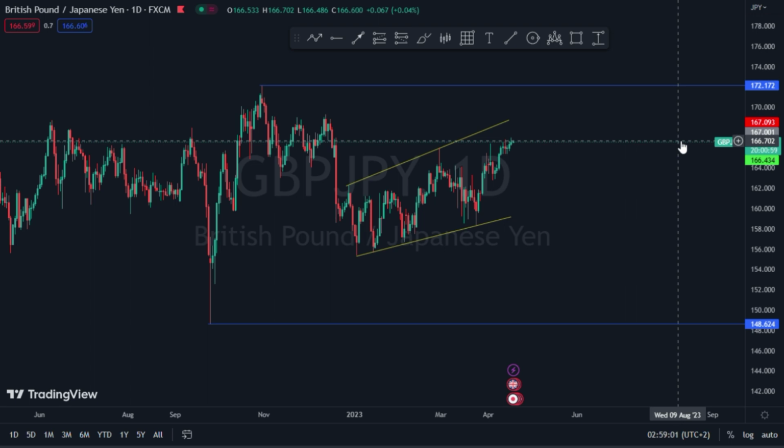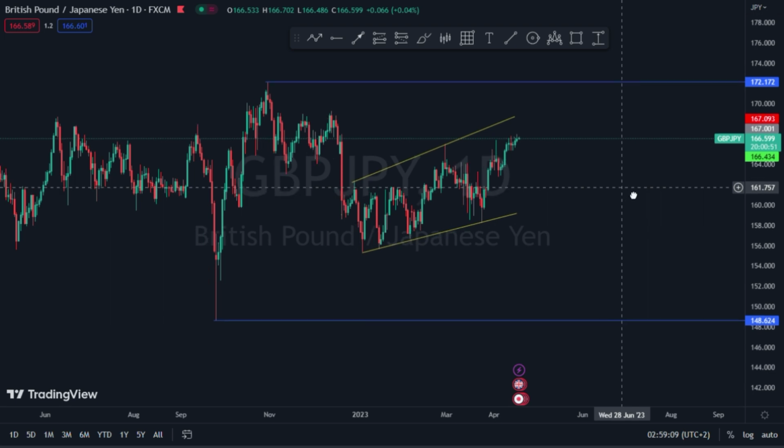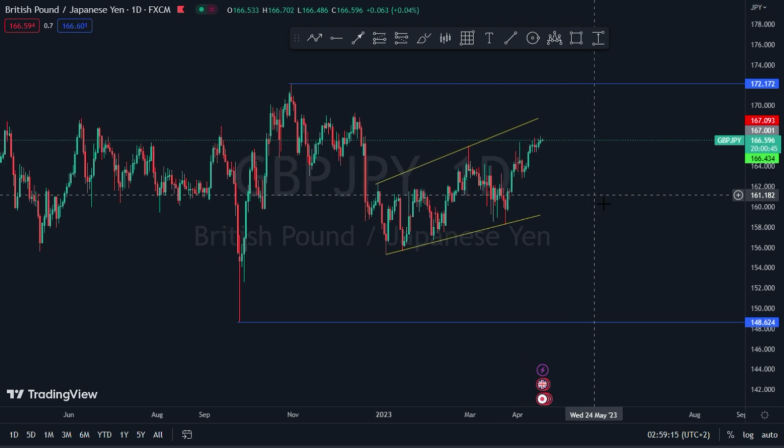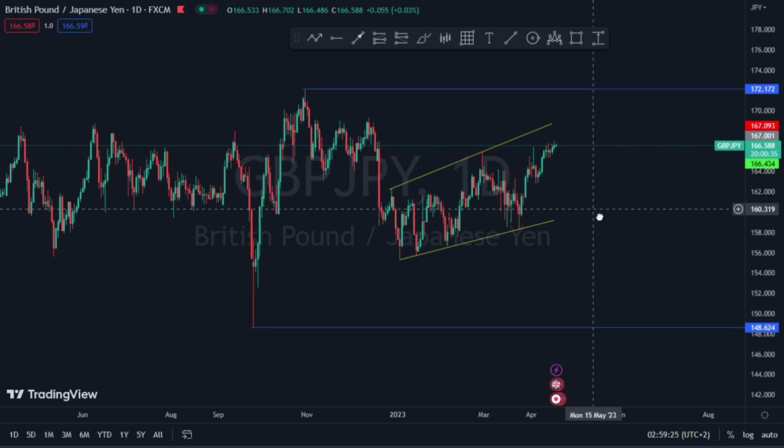So let's take a closer look at this GBPJPY. And here on the daily time frame, when I look at this GBPJPY, what I want to focus much more on is what is it that defines a quality trade, right?